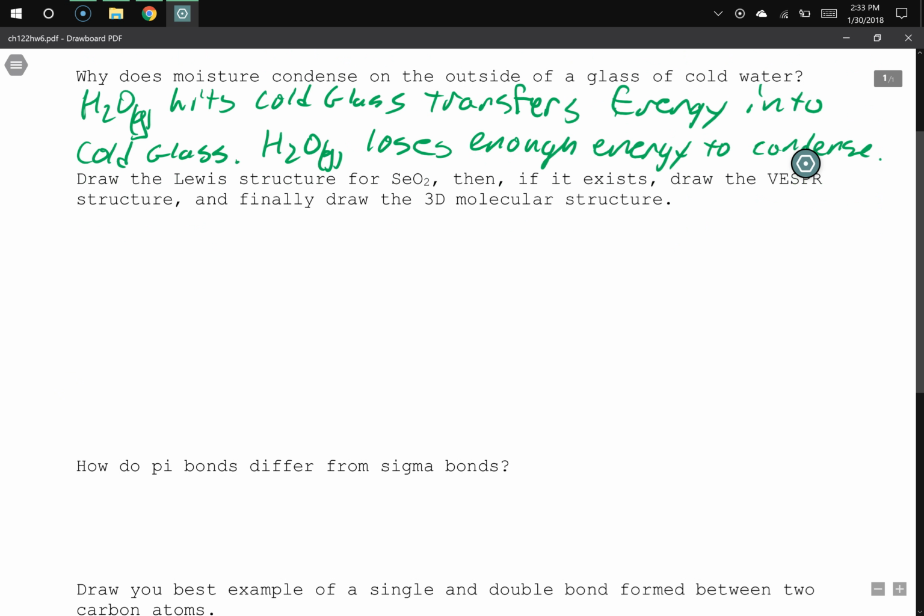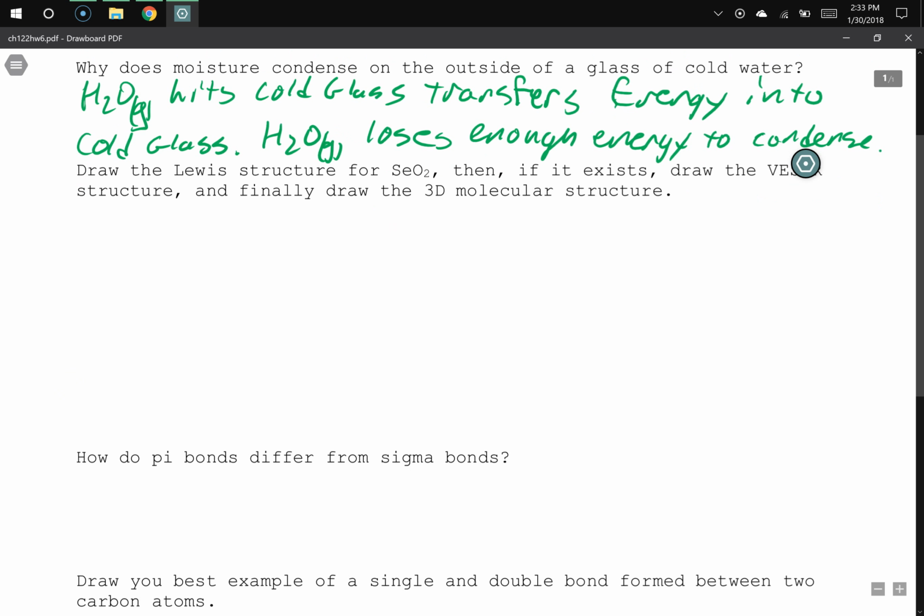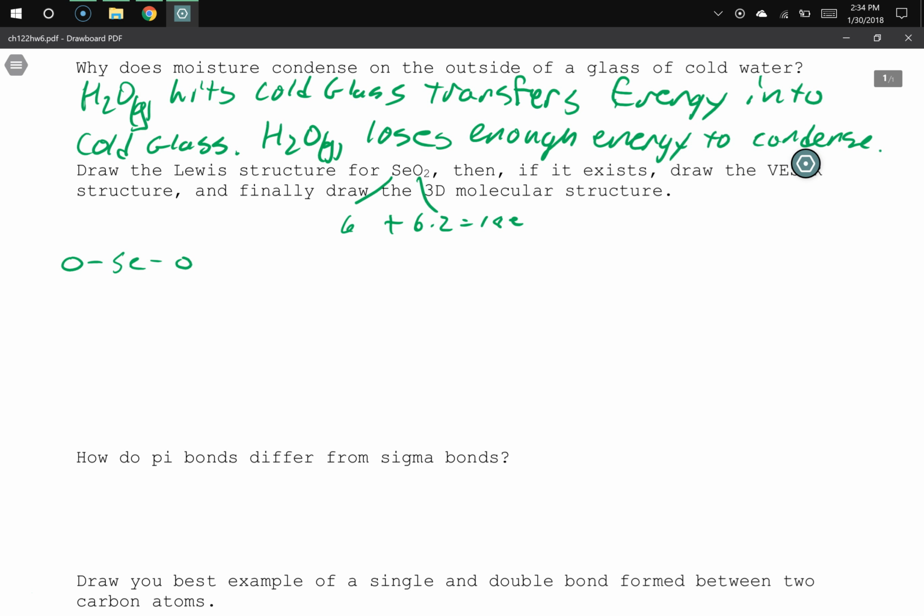Try the Lewis structure for selenium oxide. So selenium, how many valence electrons do we have here? Yep. So we got 18 electrons here. So I've got selenium in the middle, and then I have an oxygen and an oxygen, and I've used 2 of my 18. You'd use all of them. So how do you want to do this? A double bond to both sides?